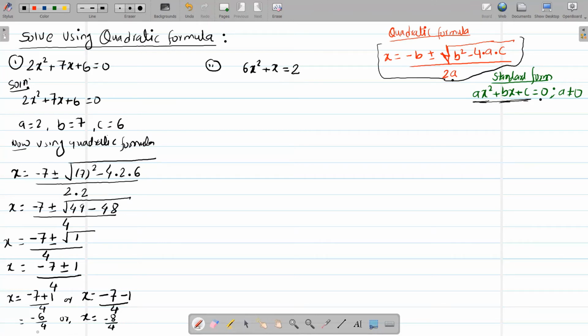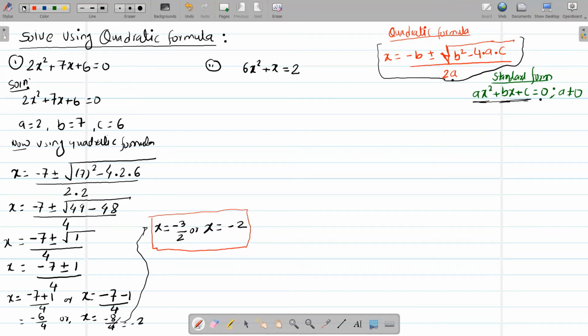Now if we simplify these two, what are our x values? Simplified, negative 3 over 2, or x is equal to negative 2, because negative 8 divided by 4 is equal to negative 2. So this is our final answer for x. You can check by substituting these values in the original equation. If that's satisfied, that means our answer is right.